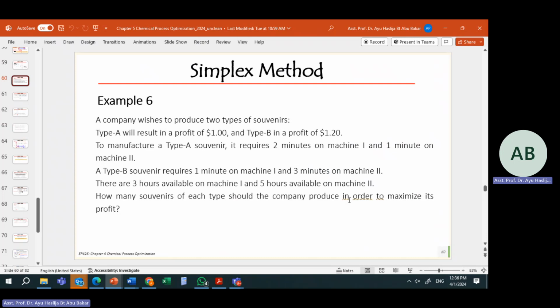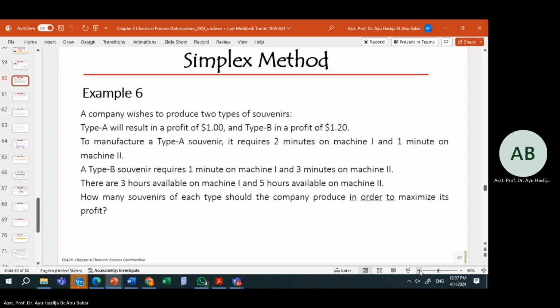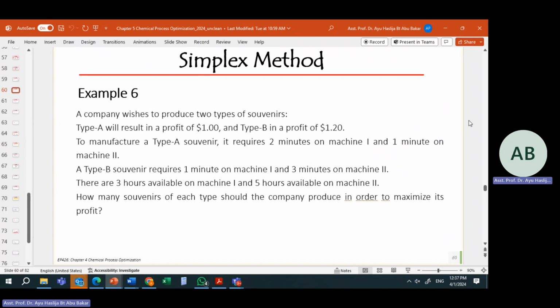Okay, so we will just proceed with the example. Leave only this one example. The limitation part is theory, so you can read on your own. Okay, understandable. So we go to this final example on the simplex method.